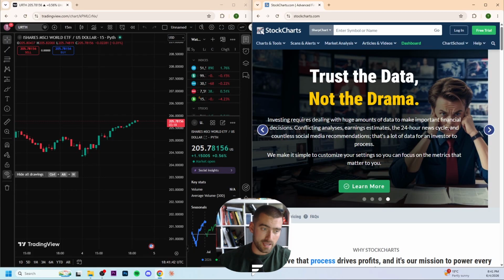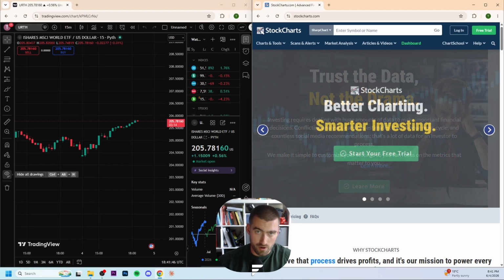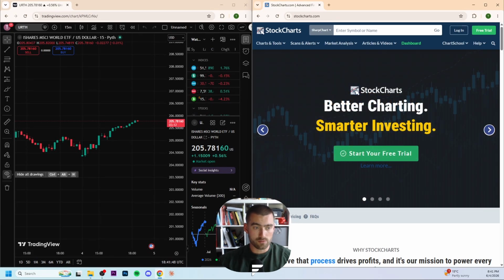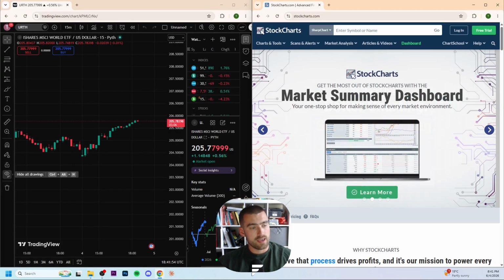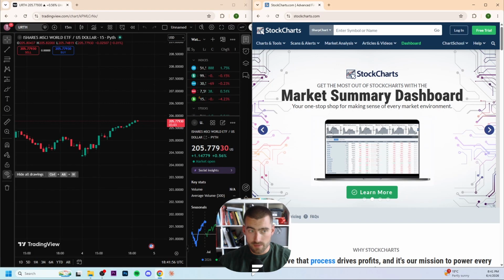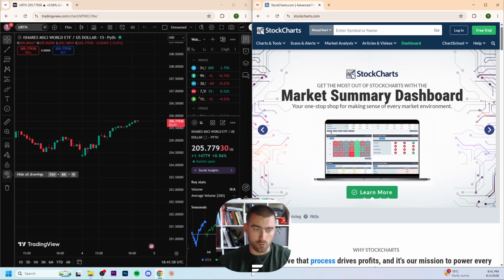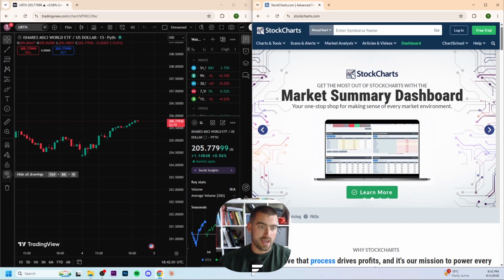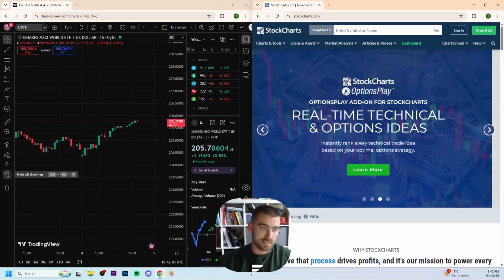If you look right here at TradingView, the main focus there is charting and doing market analysis, where StockCharts is more technical analysis and research on the stock market. So keep that in mind. If you look at best for, TradingView is the best for active traders, and StockCharts is the best for technical analysts.